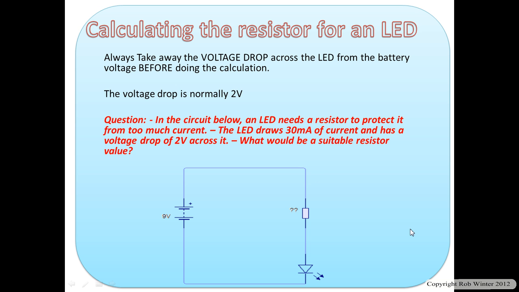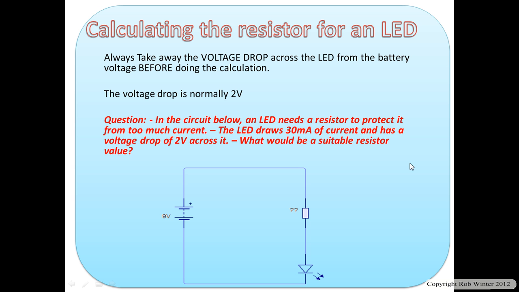So, if we look at the circuit below, we've got a 9 volt battery, we've got a resistor that we need to figure out how big it should be, and we've got a diode, a light emitting diode, LED. Now, I've written in the question, the LED draws 30 milliamps of current and has a voltage drop of 2 volts across it.